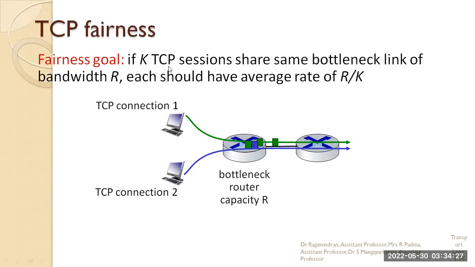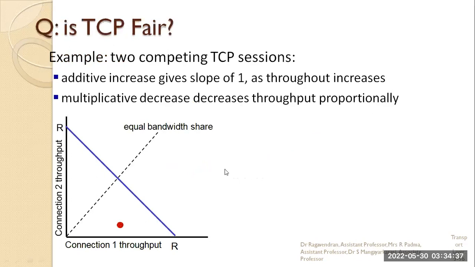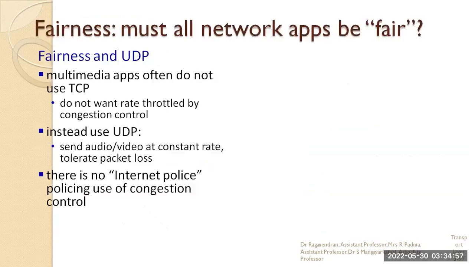So the TCP fairness goal: if K TCP sessions share a bottleneck link of bandwidth R, each should have an average rate of R/K. This is TCP fairness with two competing TCP sessions: additive increase gives a slope of 1 as throughput increases, and multiplicative decrease decreases the throughput proportionally. So this is the proportional decrease which is occurring.